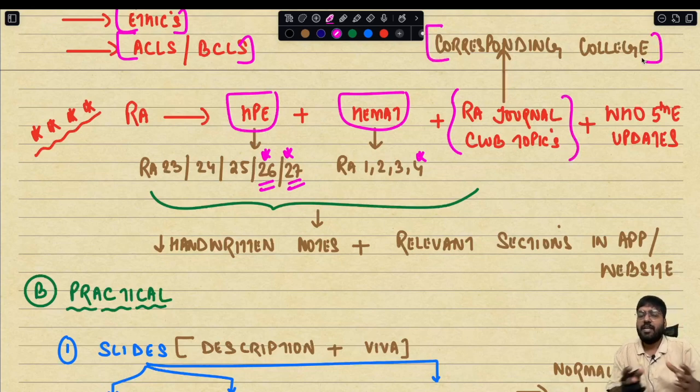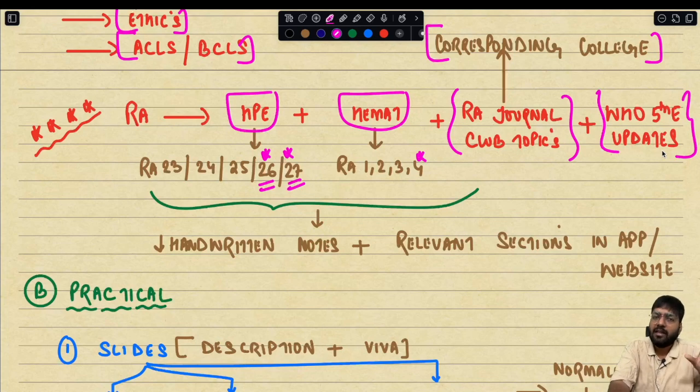Now for example, in your college you are having journal club, okay, so there must be a list of topics that was discussed in your college. Because if you look at the journal club topics, there are thousands of journal club topics. You cannot do all of them, but you read those which are discussed in your college. Along with that, the WHO 5th edition updates can be asked, and under the recent advance paper, a question from paper 1, paper 2, or paper 3 can also come.